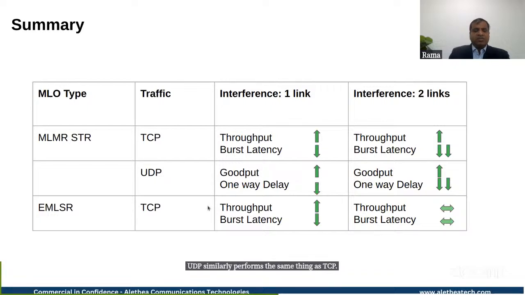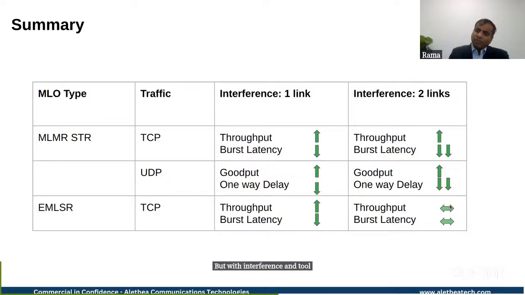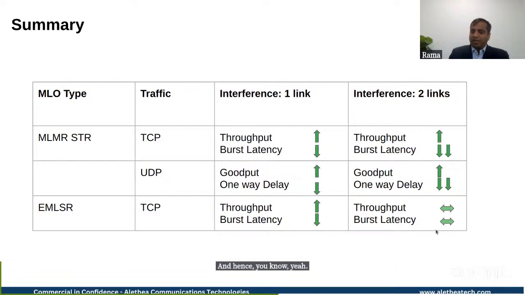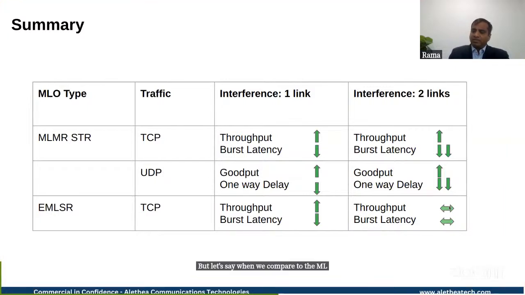In case of EMLSR, you see that with interference in one link, it's really good. It's almost as good as MLMR STR. But with interference in two links, we have marginal improvement with respect to the MLO-off case. And hence I put this arrow here. Yeah, it is good, but when we compare to the MLMR STR, it's a little less.